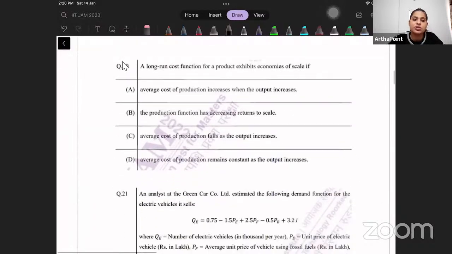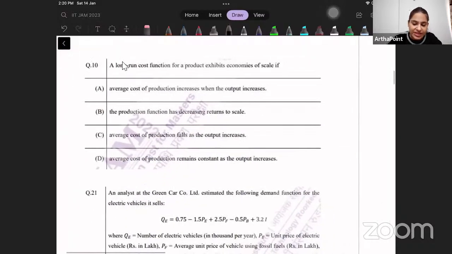Okay, now come to the next question. This is question number 10. I am just doing micro for today. Then in the next class, I will take macro and then stats. So we will go in a sequence. A long run cost function for a product exhibits economies of scale.